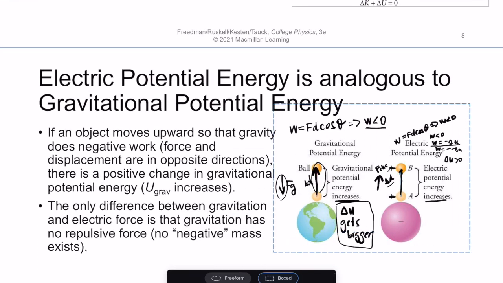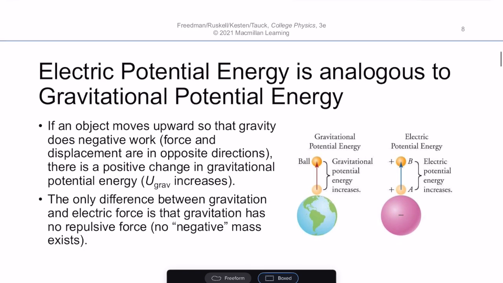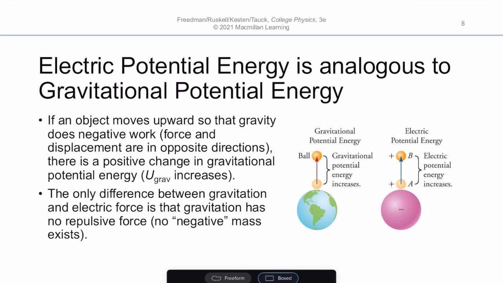But let's go back. I think this is going to be helpful just to get us used to this terminology again, just a refresher. What's really great about electrical potential energy is that it's analogous to gravitational potential energy, and that's because both of these forces, the force of gravity and the force of electrical attraction and repulsion, are conservative forces. And so being both conservative forces, they're going to behave the same way, and their potential energy is going to change in a similar fashion. So let's take a look at that.